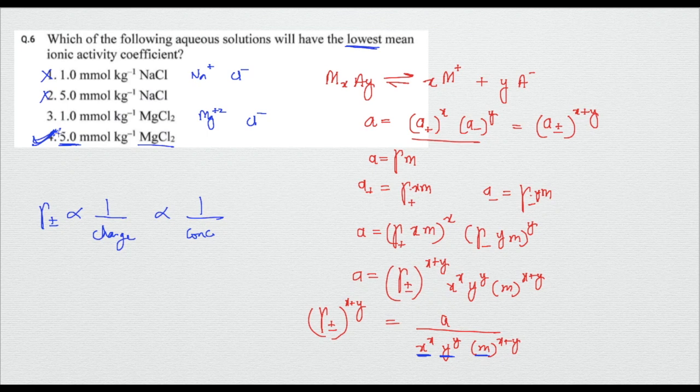That is also one of the ways: you can calculate the mean ionic activity coefficient of each option and go like that. But this way is more prominent and more relatable. You can just solve it in this way and it will be better to understand, right? All right, so let's go to the next question then.